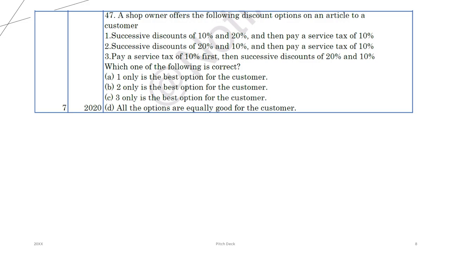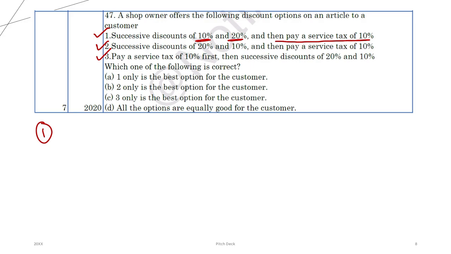So when you go to a market, there are 3 options given to you. Either 1, 2 or 3. We will read the 3 options, then we will see, but 3 options are given to you. You have to choose which is the best for you, right? Let's see the first option. There is a discount of 10% first, 20% after that, and 10% sales tax is added after that. So you went to a market.